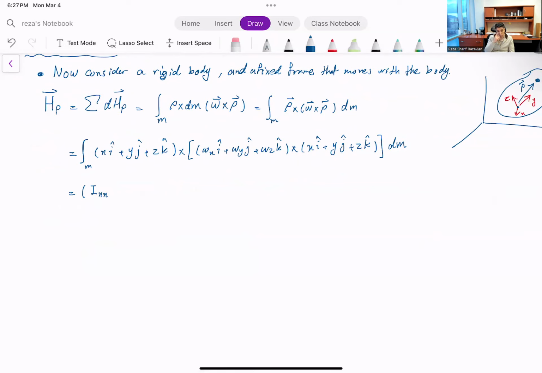So this angular momentum is, in a shorthand form, Ixx, which I'll define later: Ixx omega x plus Ixy omega y plus Ixz omega z along i, plus Iyx omega x plus Iyy omega y plus Iyz omega z along j, plus Izx omega x plus Izy omega y plus Izz omega z along k.